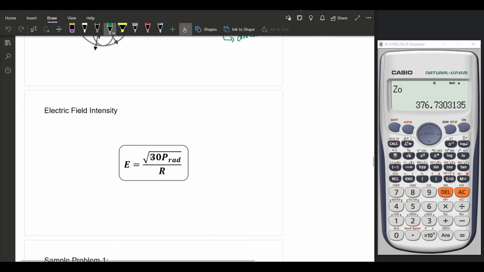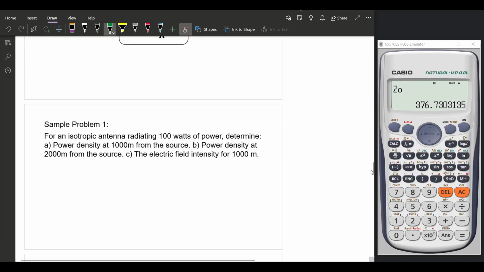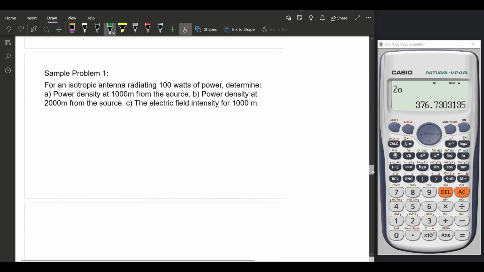But since it is already derived, you can use this directly in computation. If you want to compute for the volts per meter, or the electric field intensity, given the power and the distance, you can use this direct formula. So for example, we have some examples here to practice using the formulas.